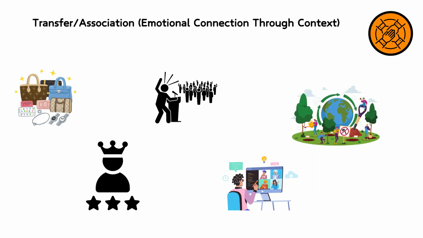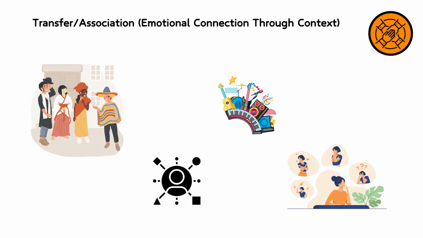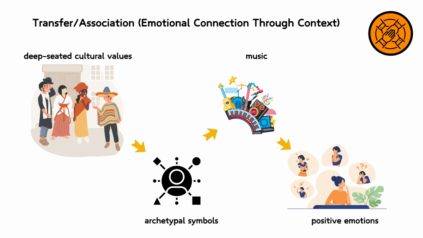Modern applications are highly sophisticated and pervasive. Luxury brands associate their products with wealth, success, and exclusivity through careful image selection and placement. Political campaigns link candidates with beloved cultural symbols or connect opponents with universally disliked historical figures. Corporate marketing often associates brands with positive values like family, freedom, or environmental responsibility. The technique becomes particularly effective when it taps into deep-seated cultural values and archetypal symbols.